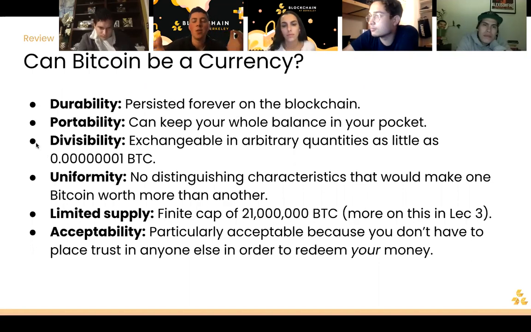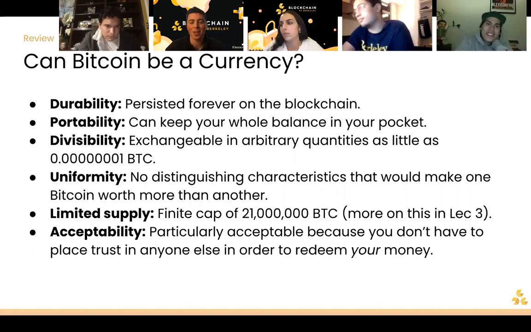And then uniformity. No single Bitcoin is worth more than a different one. Because of this, just like the $1 I have is worth as much as the $1 Ava has, the same is true with Bitcoin.